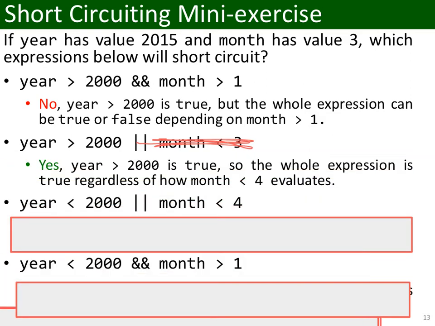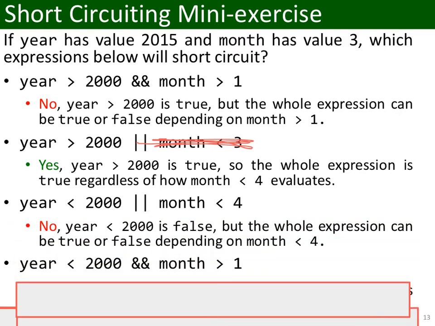Okay, I think hopefully we're starting to get the pattern. So now our year is still 2015. However, we are checking now to see if year is less than 2000. So this expression will evaluate to false, but in this situation we are doing a logical OR test, and OR is not short-circuited by false. OR is short-circuited by true. So therefore, this will not short-circuit. We will have to evaluate whether or not month is less than 4.